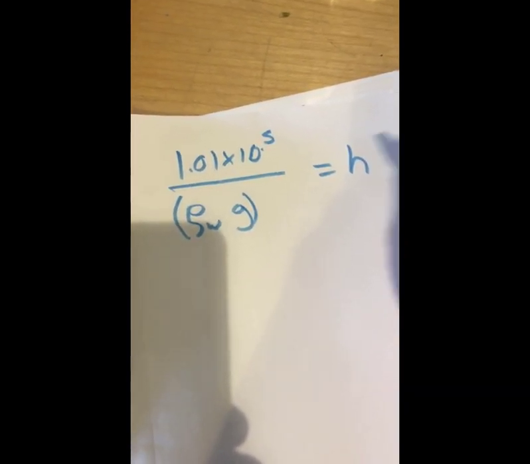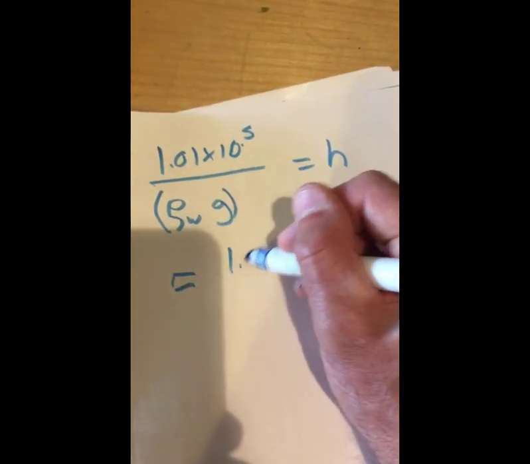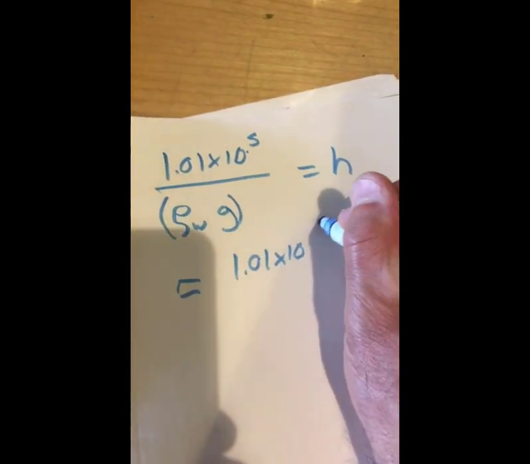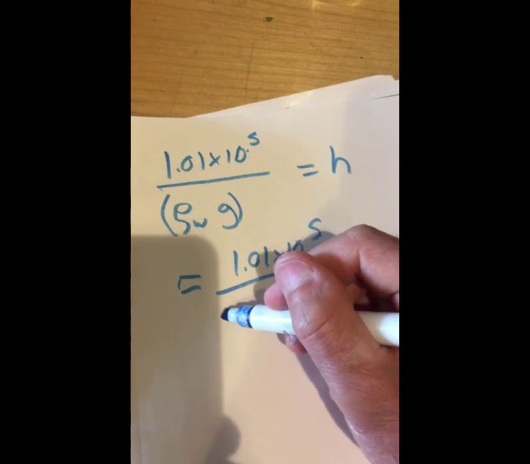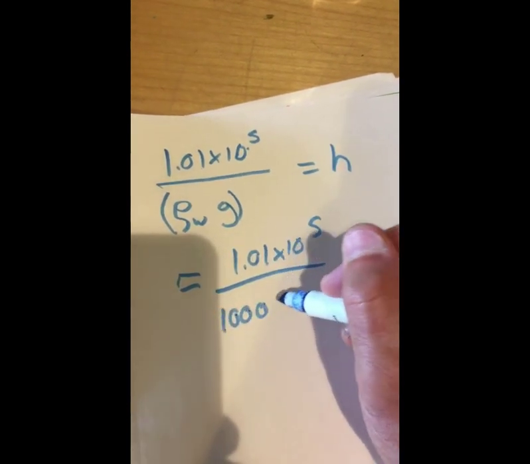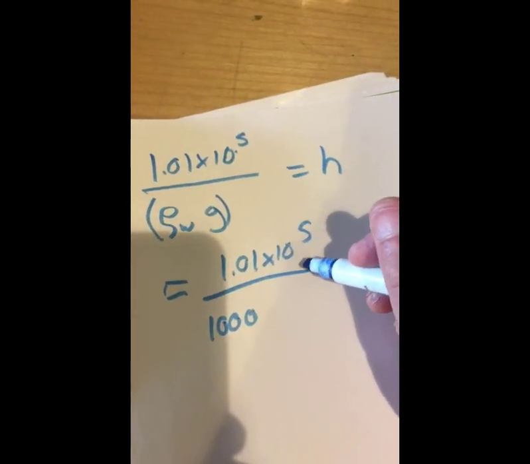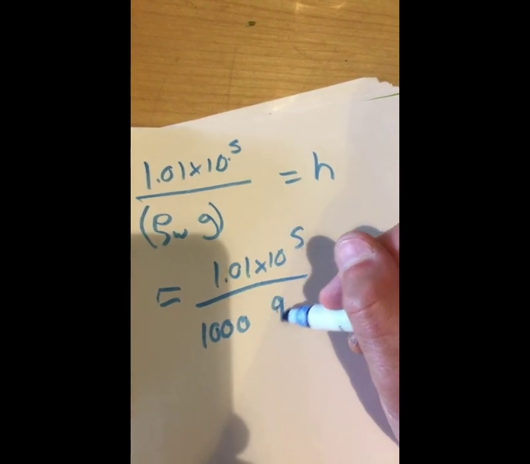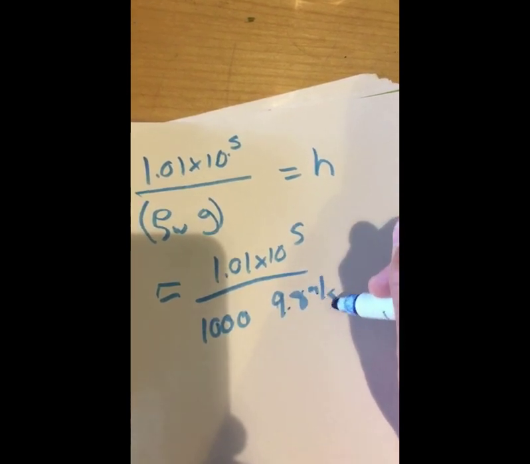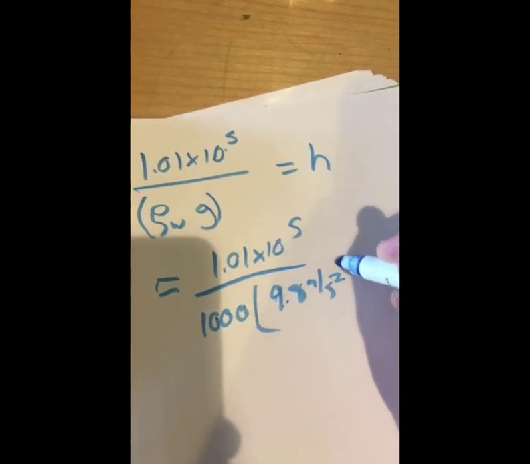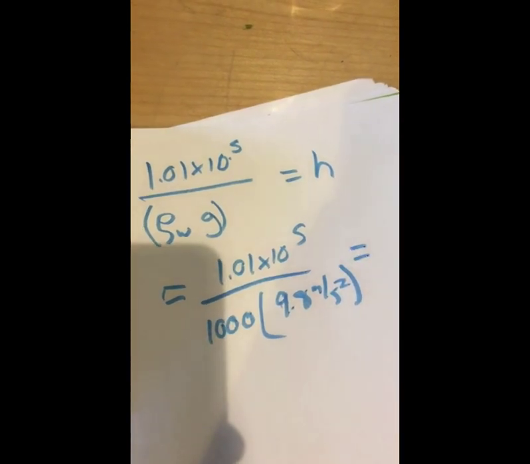just due to the water itself. So I take 1.01 times 10 to the 5th divided by the density of water. I'm going to take pure water, 1,000 kilograms per cubic meter, and I'll go with 9.8 meters per second squared here. I'm going to have to use my calculator in either case. And do the math, and let's see what you get.